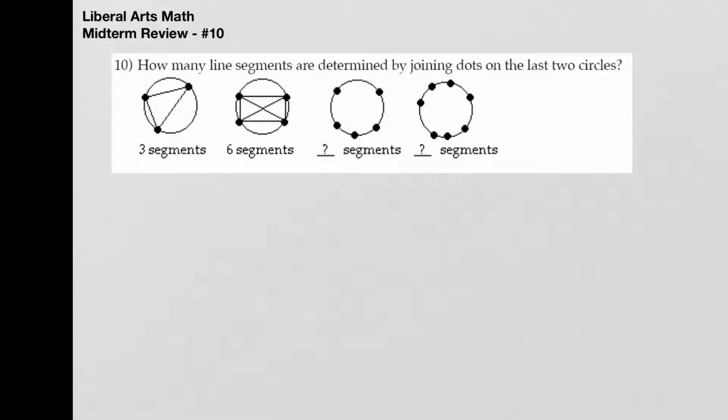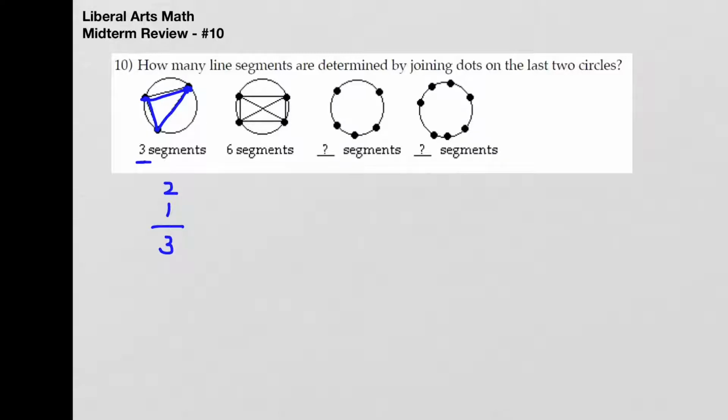In this problem, we need to determine the number of line segments that can be created by joining dots on the last two circles. So let's take a look at the first circle where we have 3 segments. You can see the 3 segments. One way to count this, and you want to try to come up with some kind of methodical way of counting, is I'm going to start with the first point, and there are 2 line segments coming out of that point. Now I've counted those line segments. I don't need to count them anymore. So I'll move to my next point, and I have a 3rd line segment. So first there was 2, and then 1, and that made 3.